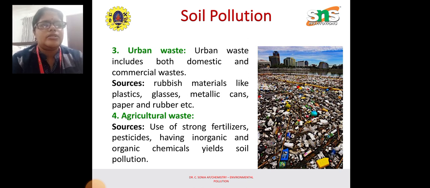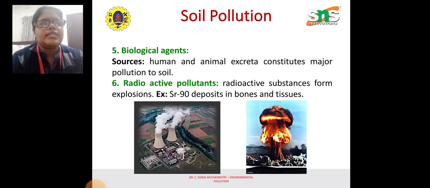Agriculture waste. Nowadays we don't do any farming or agriculture without using fertilizers or pesticides. Having inorganic and organic chemicals yields soil pollution. Whatever we use is in excess, and it causes soil pollution. Next is the biological agents, that is human and animal excreta, which constitute a major pollution to the soil.